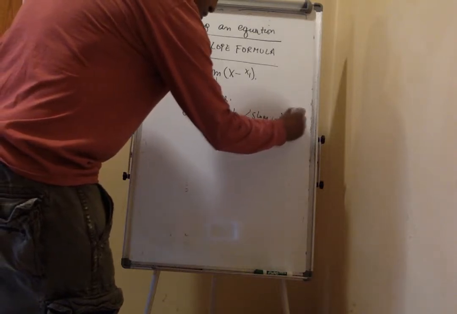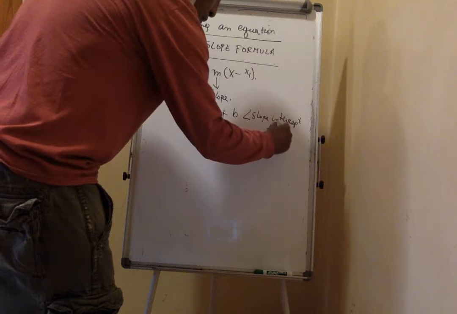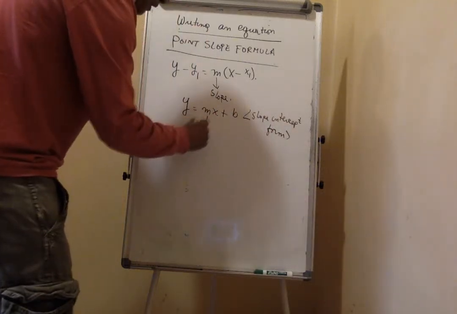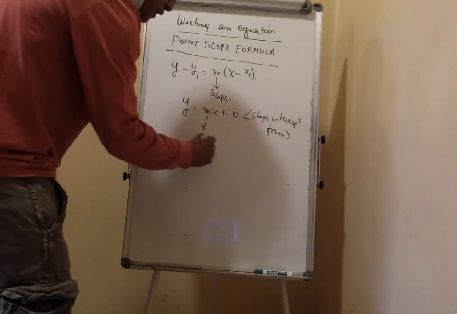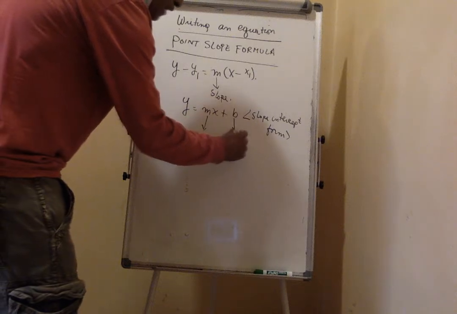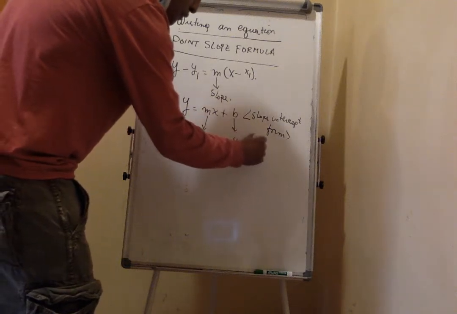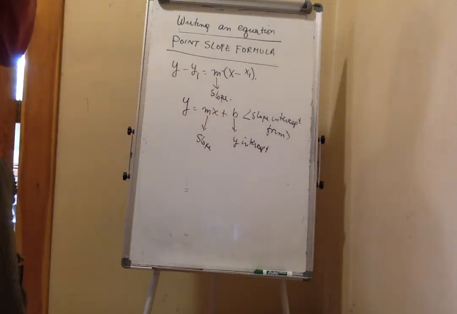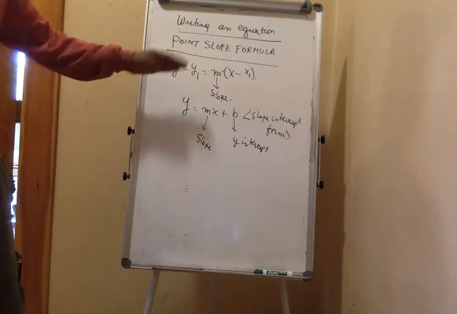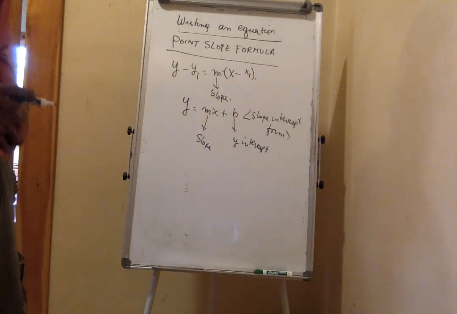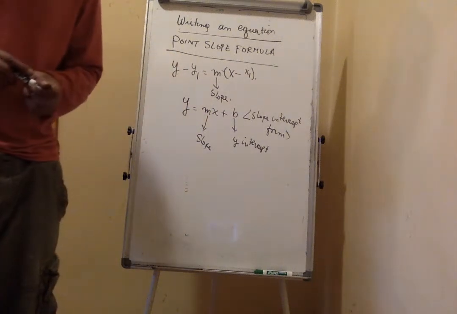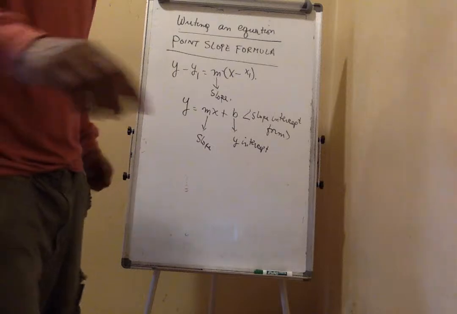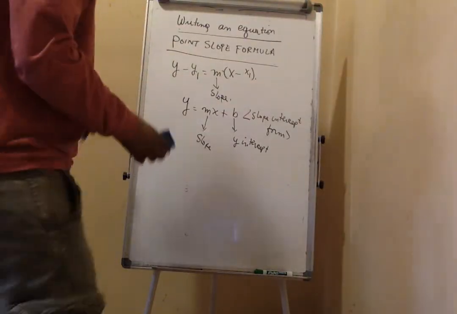And it makes sense because this is your slope, again, your m, and your b is your y-intercept. So meaning what? If we know how to write this, then we know how to write also this. So we are going to move back and forth between these two formulas. Okay, so let me give you an example of this.